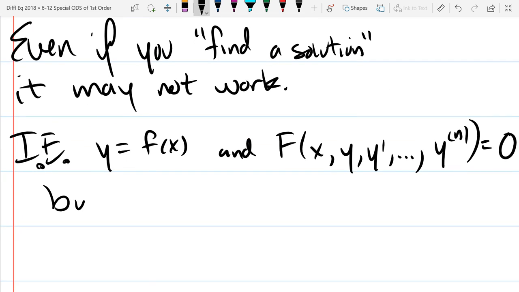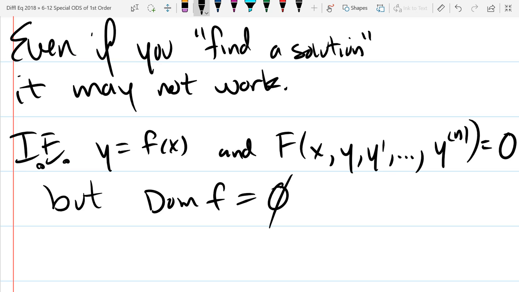But the domain of f is nothing, or the empty set. How useful is that solution? So you found something that satisfies your differential equation, however, the domain of this function is nothing.